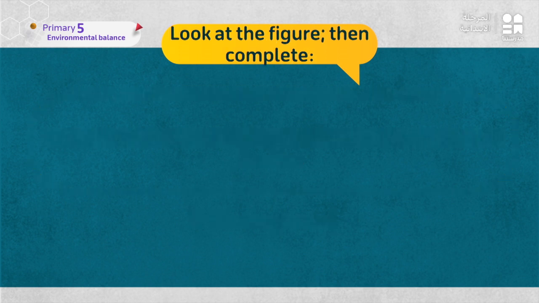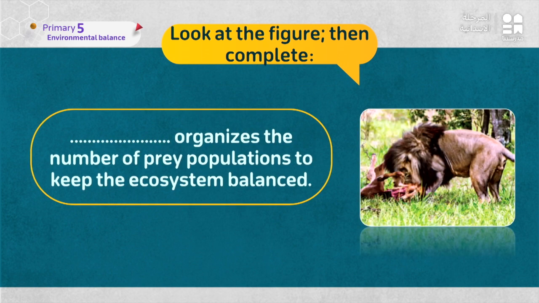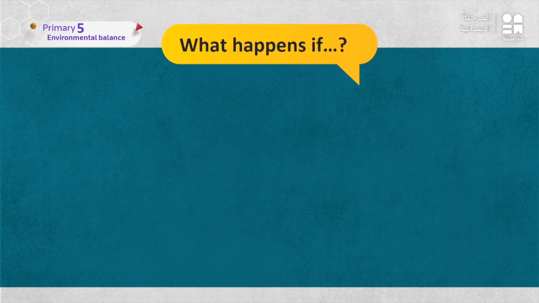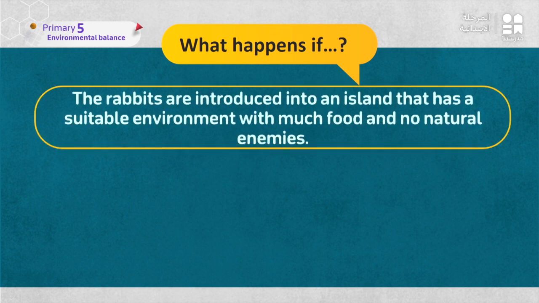Now, look at the figure, then complete this figure. Organizes the number of prey populations to keep the ecosystem balanced. Okay, for sure, the predation. Okay, now what happened if?